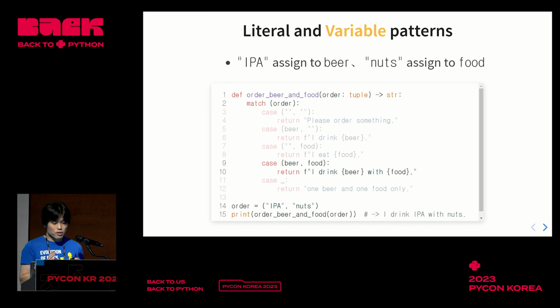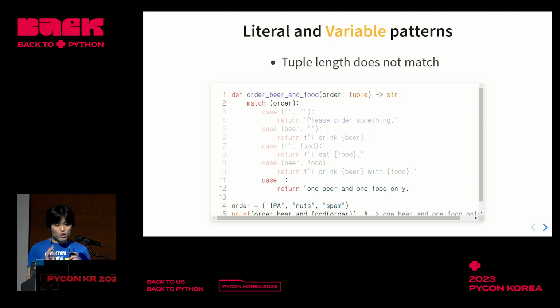Next, if the order is an IPA and nuts tuple, it matches the ninth line pattern. Then IPA is assigned to the beer variable and nuts is assigned to the food variable. The return value is I drink IPA with nuts. And if the order is IPA, nuts, spam, three items in the tuple, it matches the wildcard pattern, because the length of the tuple to be matched is only two. The return value is one beer and one food only.